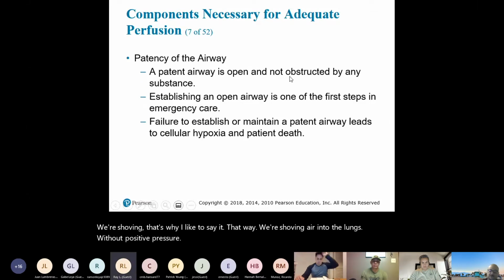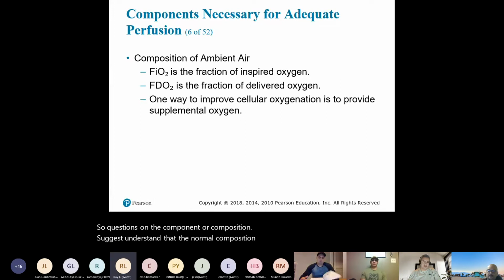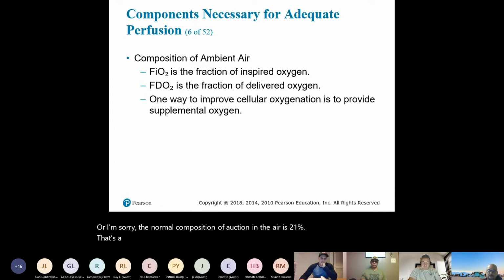All right. So questions on the composition? Just understand that the normal composition of oxygen in air is 21%. That's a good number. Below 19%, it is not sufficient. The body's not going to like that.